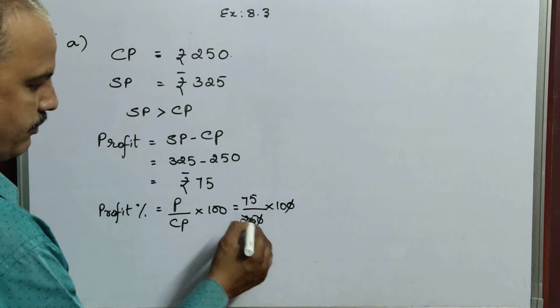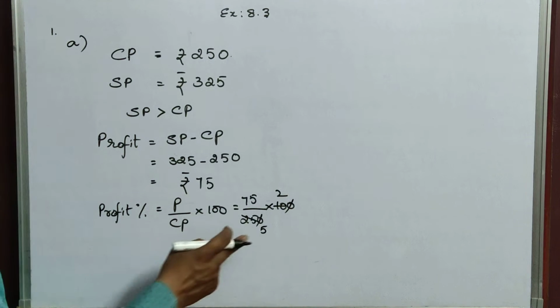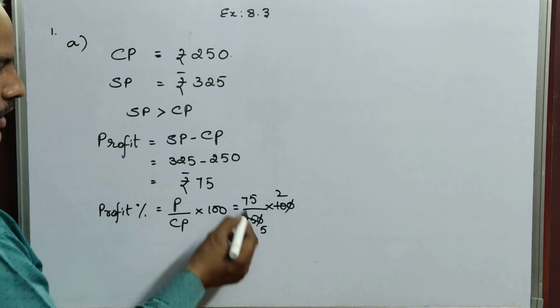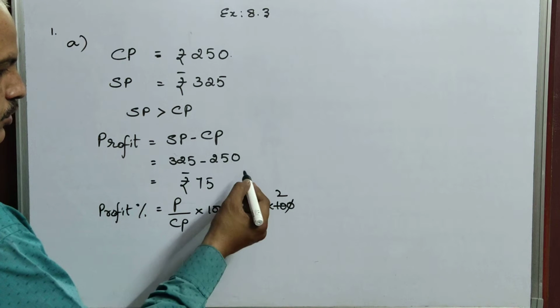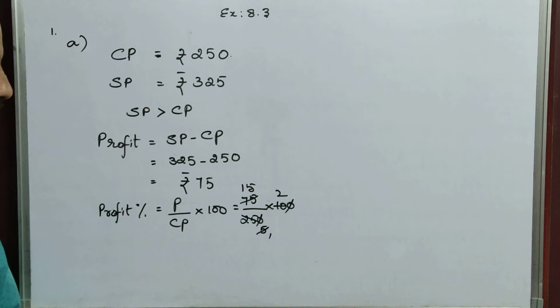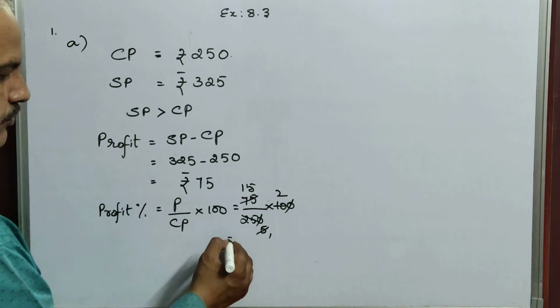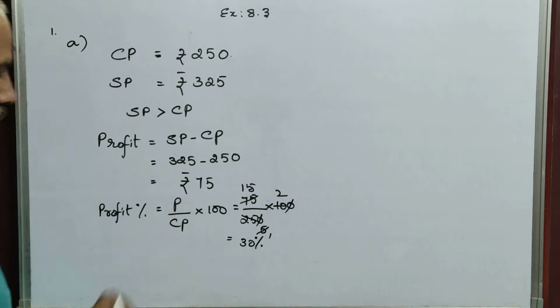5 5s, 5 2s. Again 5 table, 75 will go. 5 1s, 5, 5 5s, so 5 15s, 75. So 15 2s are 30. So 30 percent. What is the profit percentage? 30 percent. Now, see the part B.